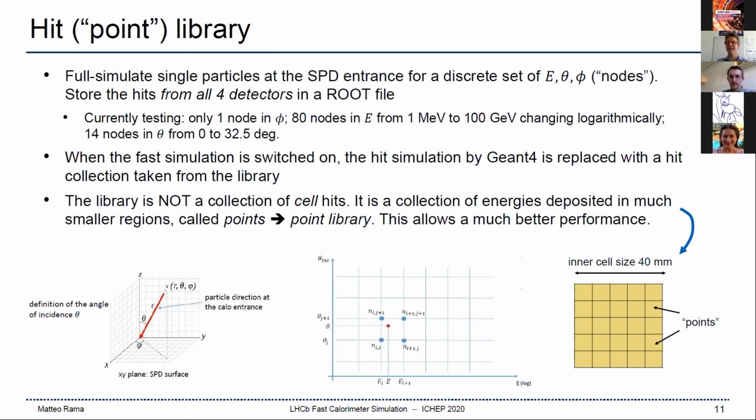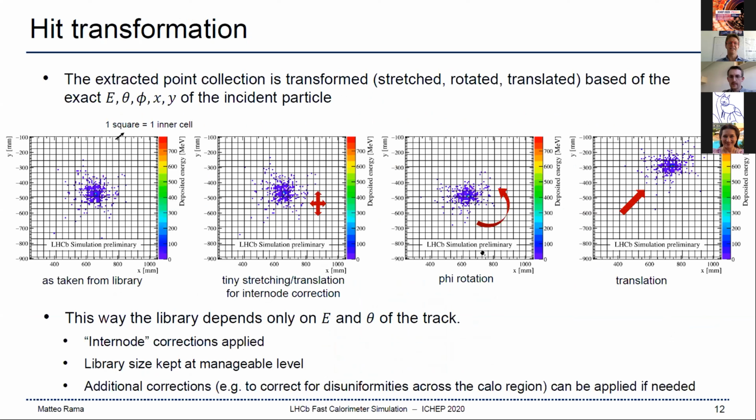To have an idea, consider the figure on the right of the slide. The overall square is a representation of the inner cell with a side of 40 millimeters, and this is split into 25 subcells, and each of these subregions is a point, so it contains the energy deposited in that subregion. The idea of using points is crucial because it allows much better performance of the library for a given library size.